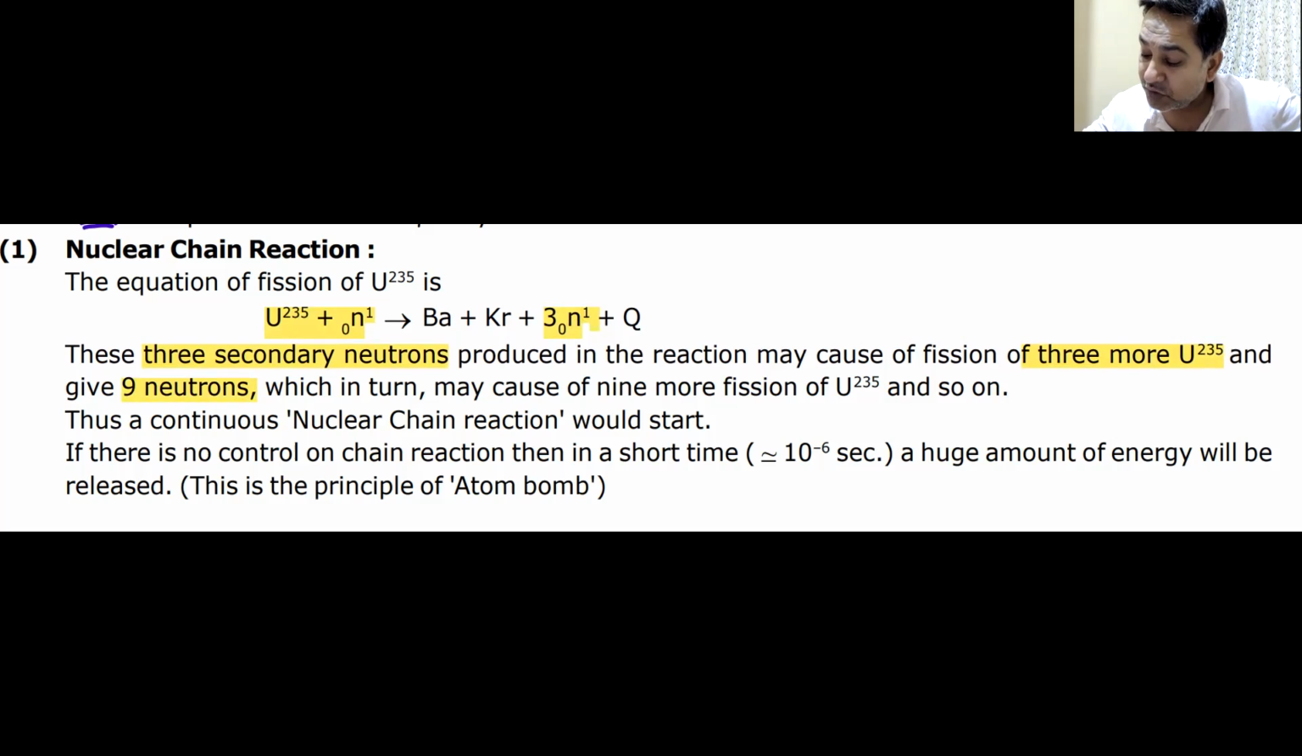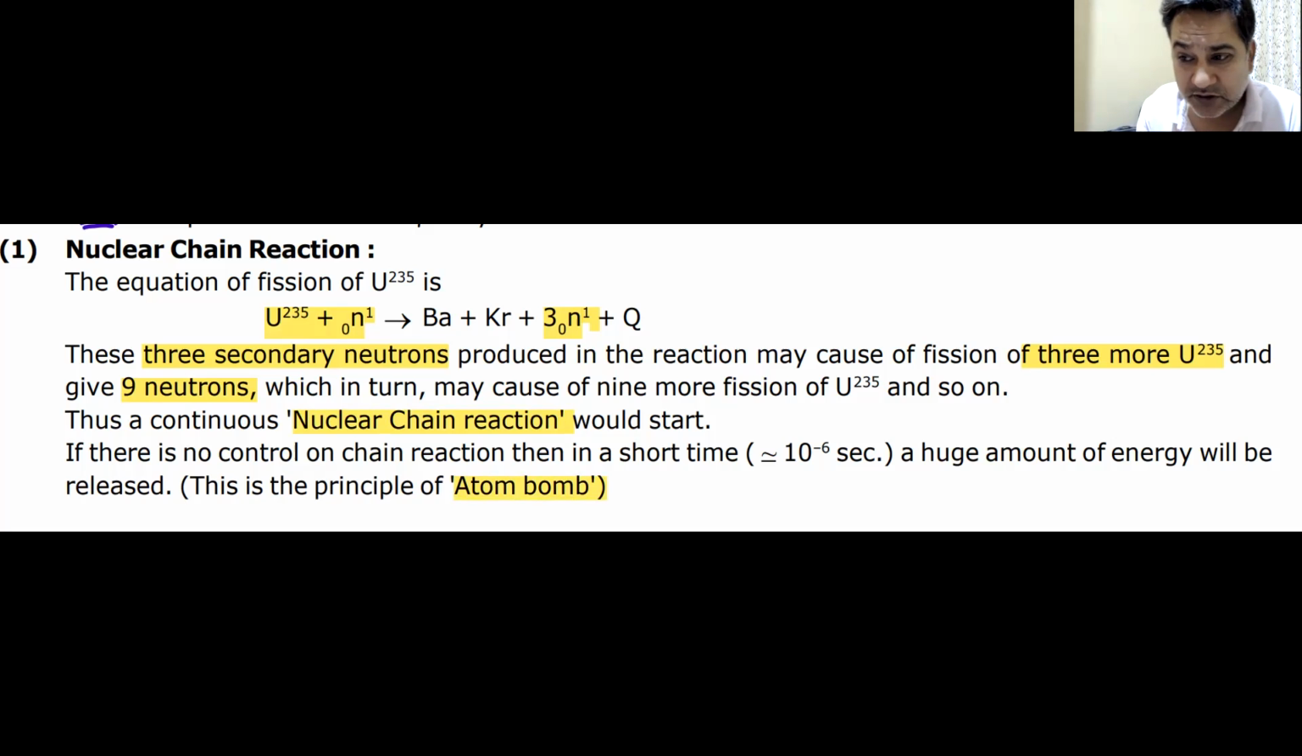This is how a nuclear chain reaction will start, and if you don't control it, you get what? If there is no control, then in a very short time, a very high amount of energy is released, and that becomes your atom bomb. Will you remember this? And that is the problem with nuclear energy.